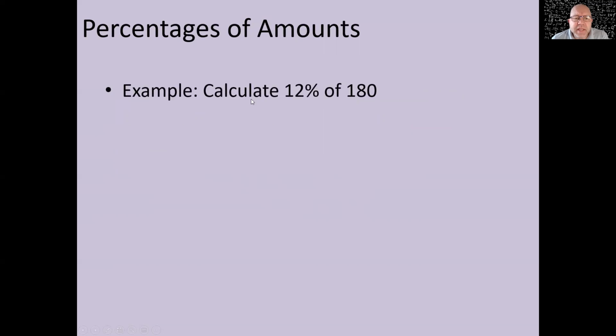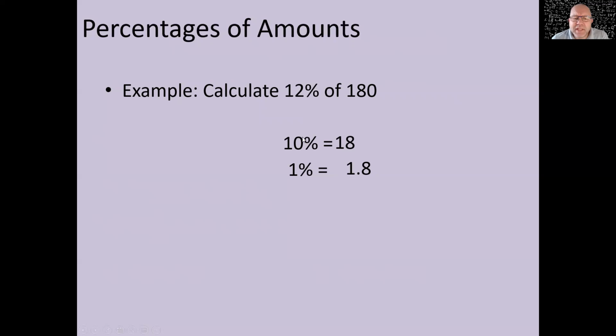So let's say you had to calculate 12%. That's an awkward one. 12% of 180. Well, we'd start with 10%. 10%, we divide by 10, so that gives us 18. We divide that again to find 1%, which would be 1.8.